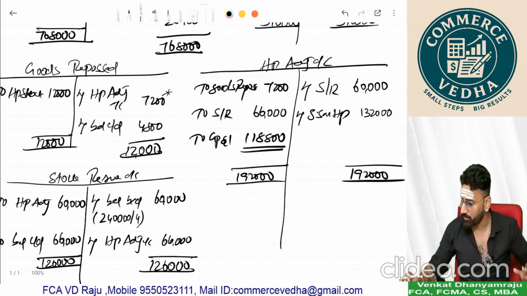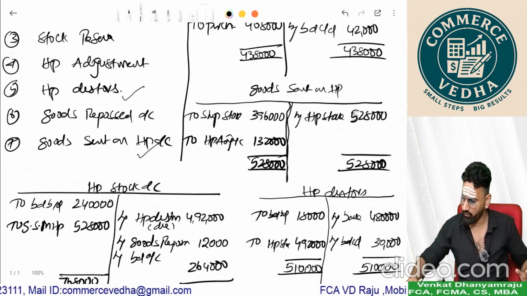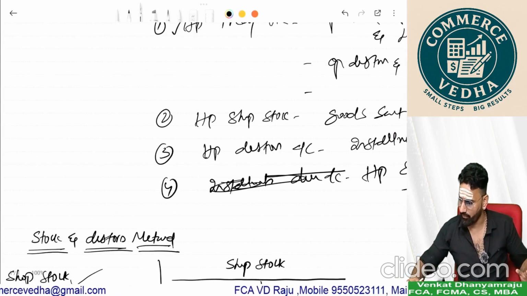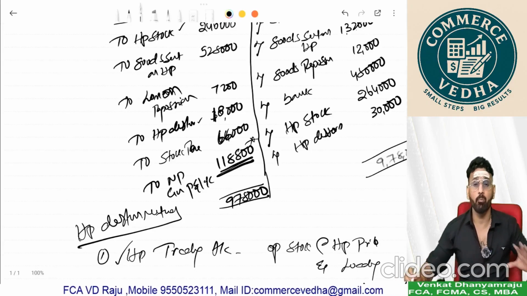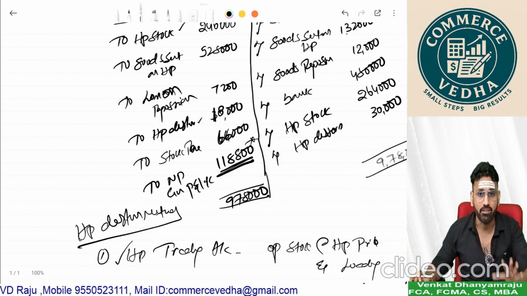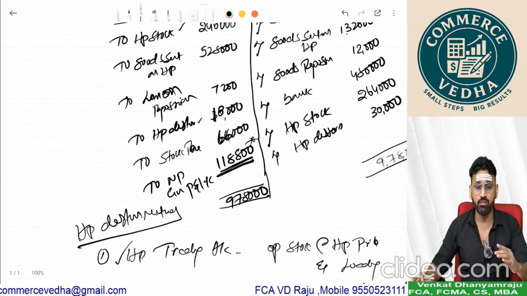The stock and debtors method. If you compare the answer in the second method with the answer in the first method, both are one and the same. No difference in the answer. The only difference is in the presentation.